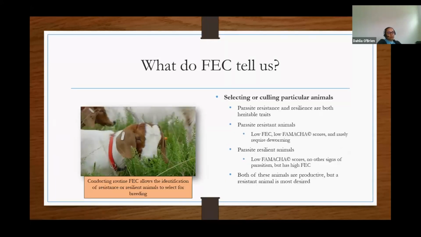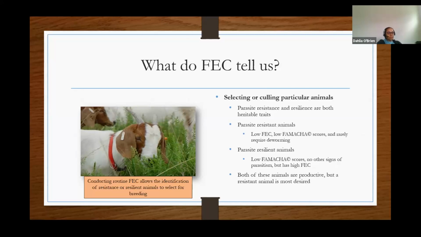Fecal egg counts can also help us in selection. It can help us to identify those animals that we want to include or keep back in our flock or herd, and also those that we might want to cull and get rid of. Parasite resistance and resilience, as you all know, are both heritable traits. Essentially, an animal that's resistant will have certain traits. When you check these animals biweekly, or however often you're doing FAMACHA scores, you will observe that these animals consistently have low FAMACHA scores.